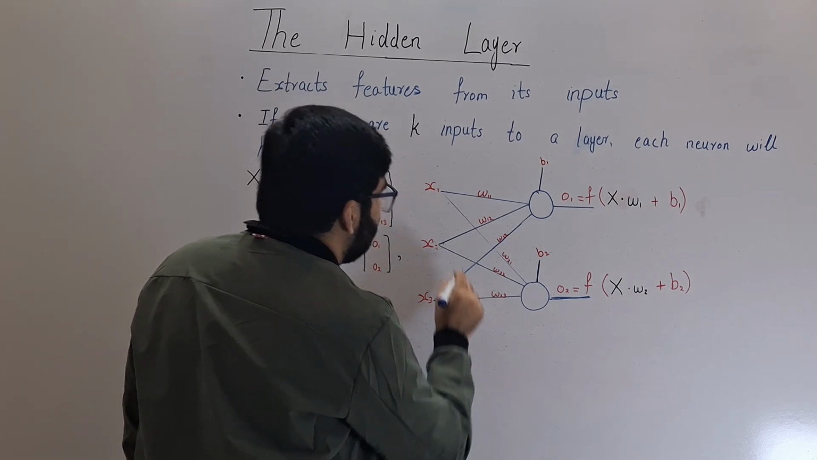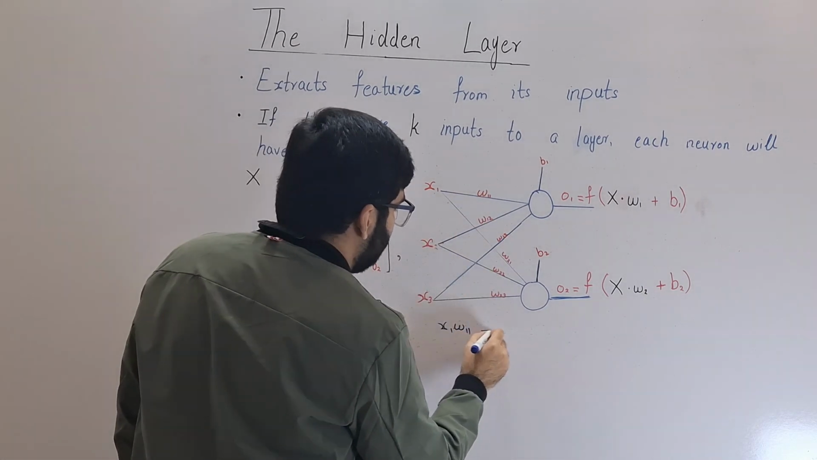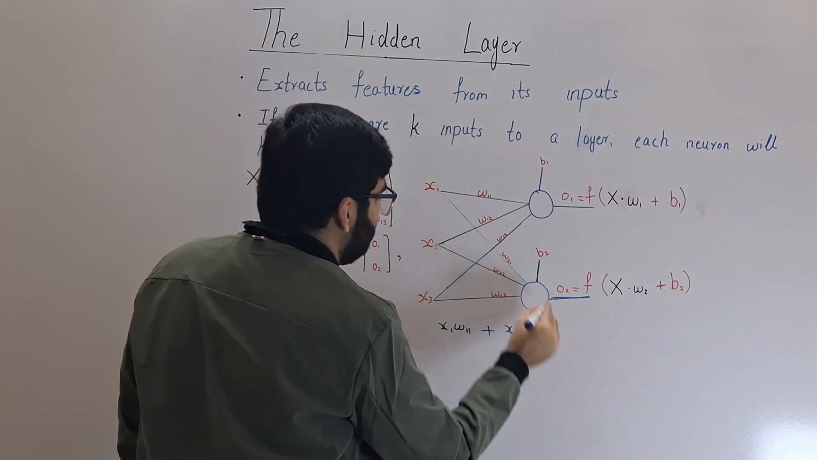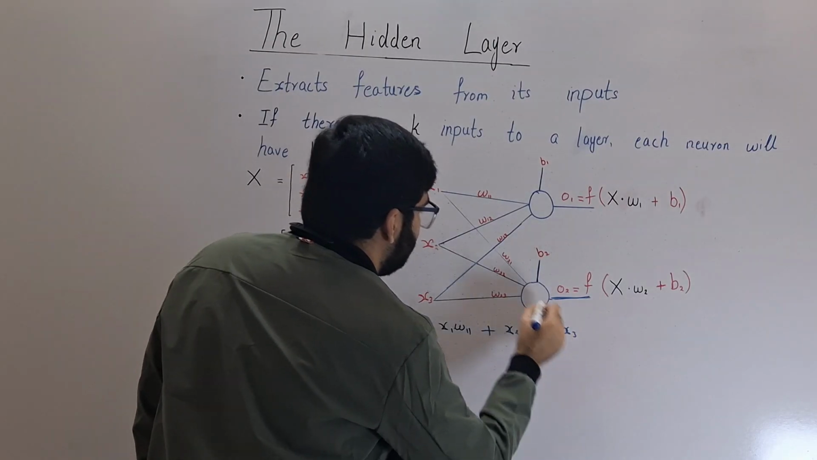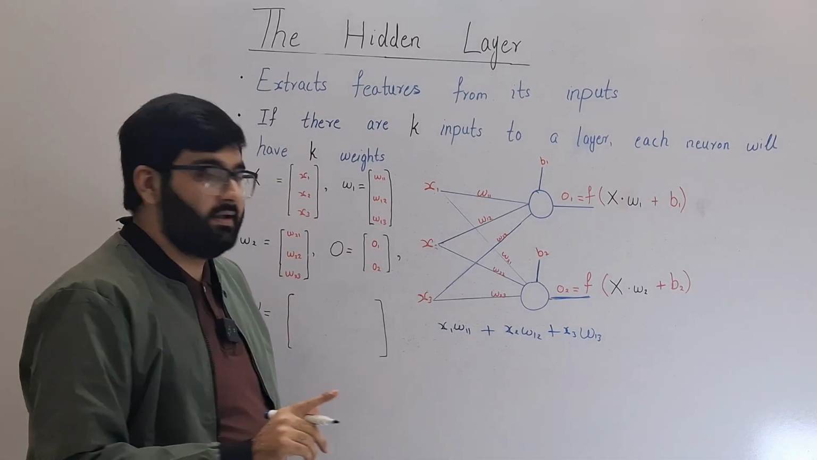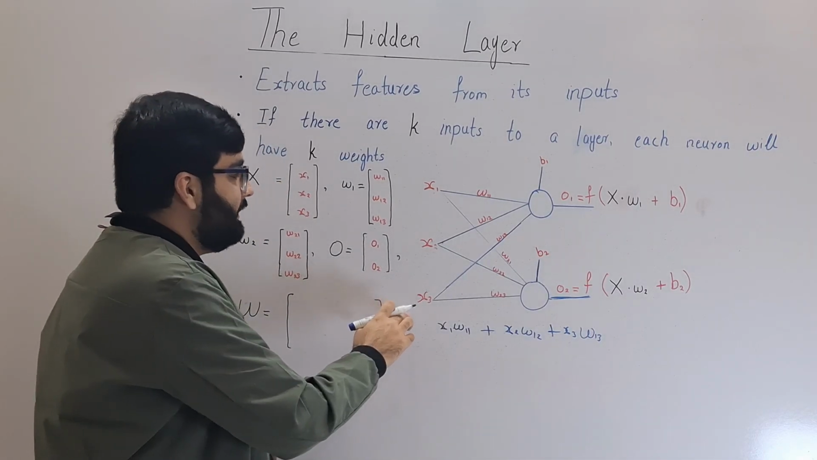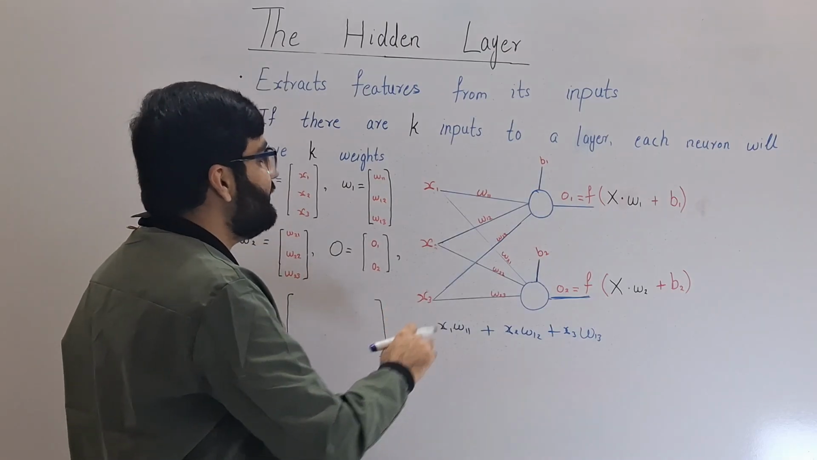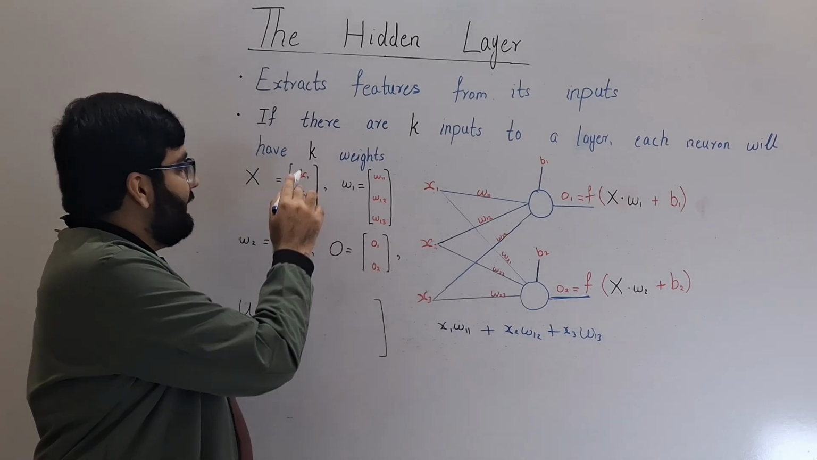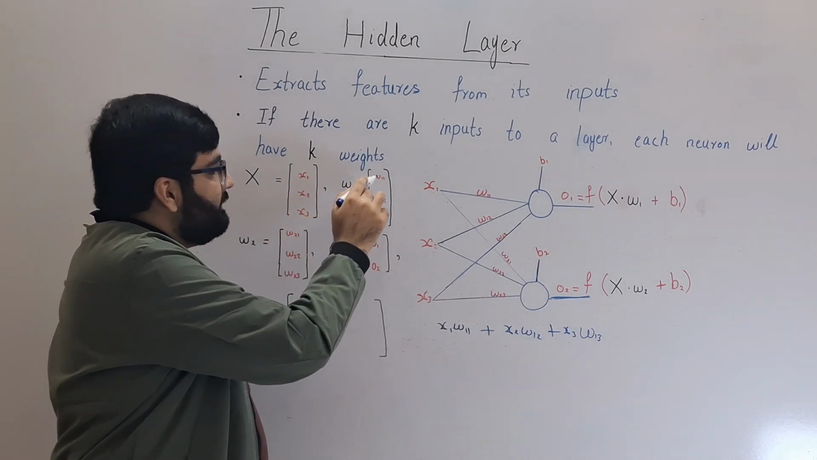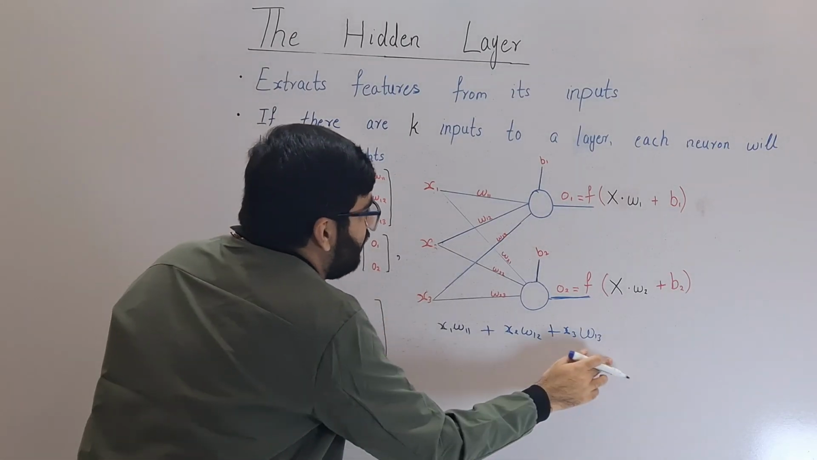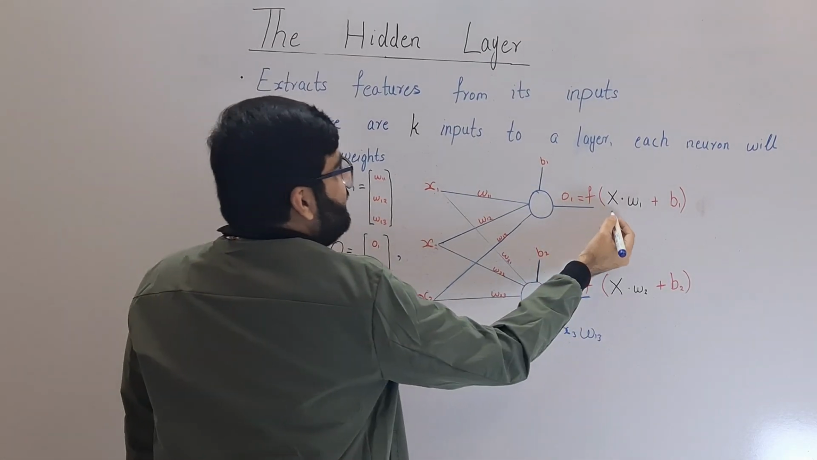x1 w11, x2 w12, x3 w13. This is a dot product. Essentially, this is the dot product between the input vector and the corresponding weight vector. This is the input vector x1, x2, x3, and this is the corresponding weight vector. X dot w1 is this dot product, and I have written this here.